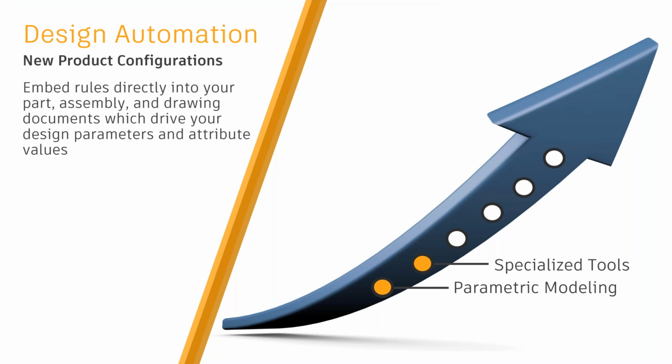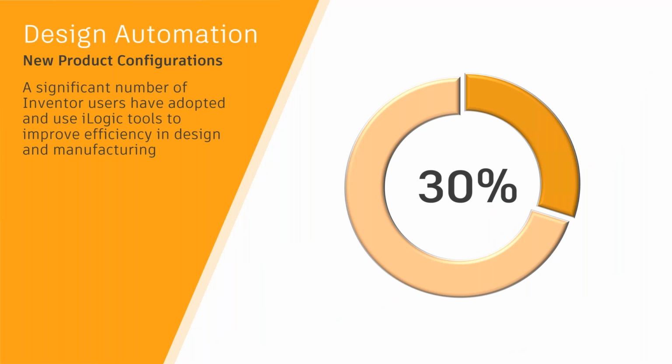Now that we spoke about automation tools for design work, let's take it up one level up. Inventor offers the ability to capture the engineering rules of your design so that you can reuse it to make new rapid configurations. So a growing number of companies and individual Inventor users are witnessing the power of implementing iLogic, which is a rules-based design component fully embedded inside Autodesk Inventor. They have been implementing iLogic in their daily activities to improve their efficiency, not just in design, but also in manufacturing software that works in Inventor.